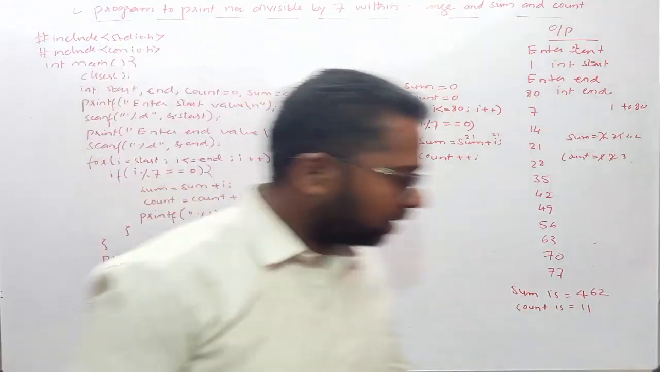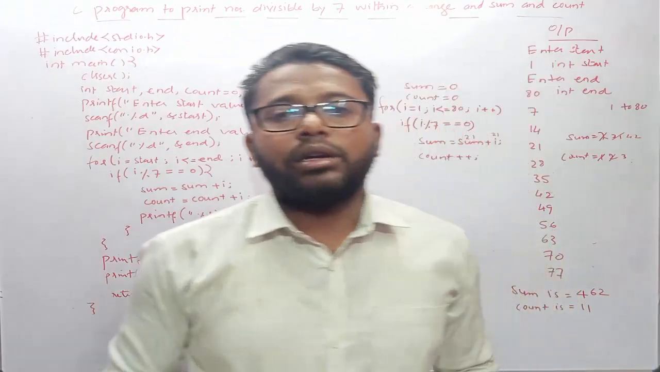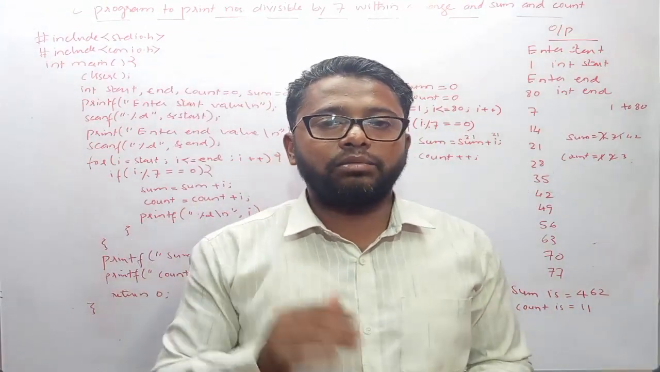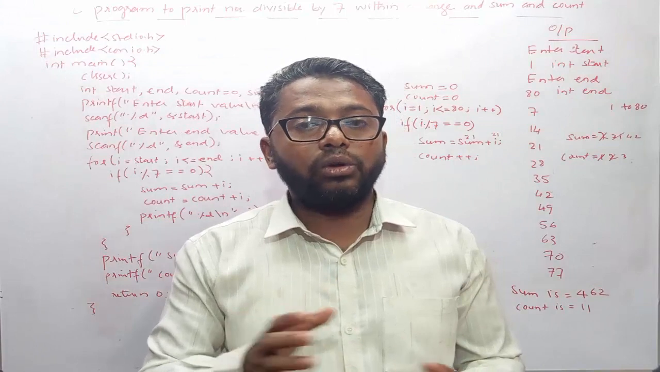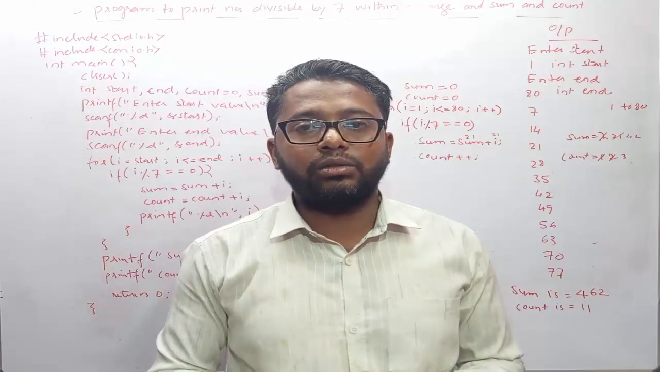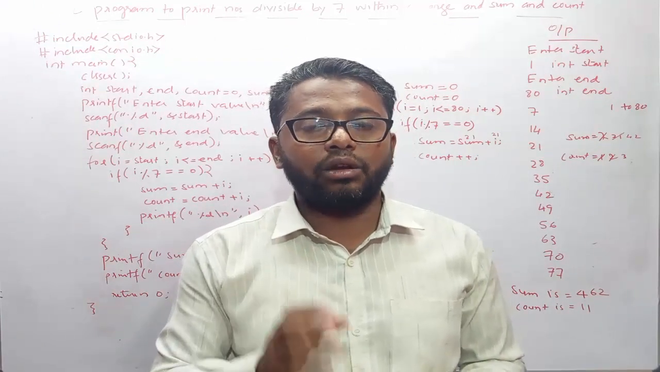Okay, so this is everything about writing a C program to find the numbers which get divisible by 7 within the range, and also sum and count. I hope you guys have understood the entire program and the logic behind it.